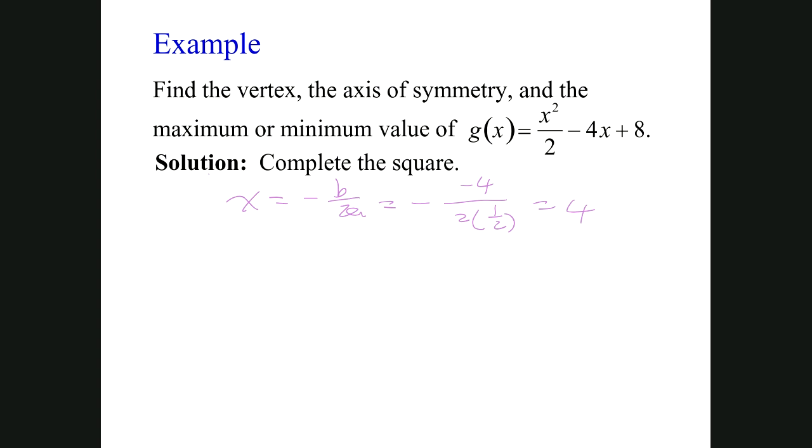And what is my vertex y? It is f of 4. So f of 4 will be 4 squared minus 4 times 4 plus 8. So 4 squared is 16, 16/2 will be 8. Minus 4 times 4 is 16, plus 8. So this will be 0. So my vertex here is (4, 0).